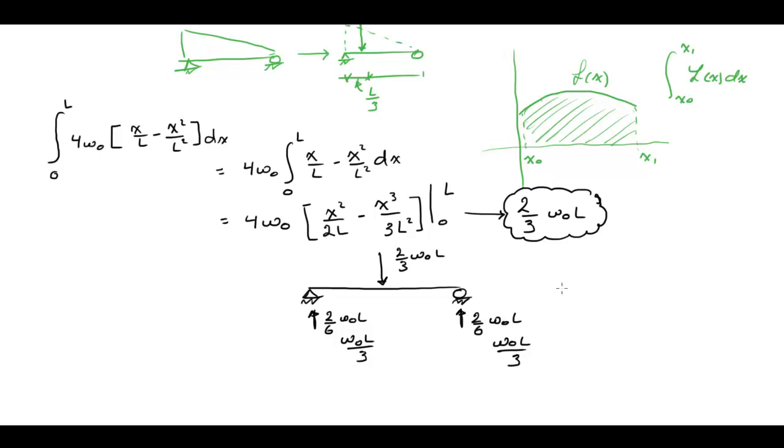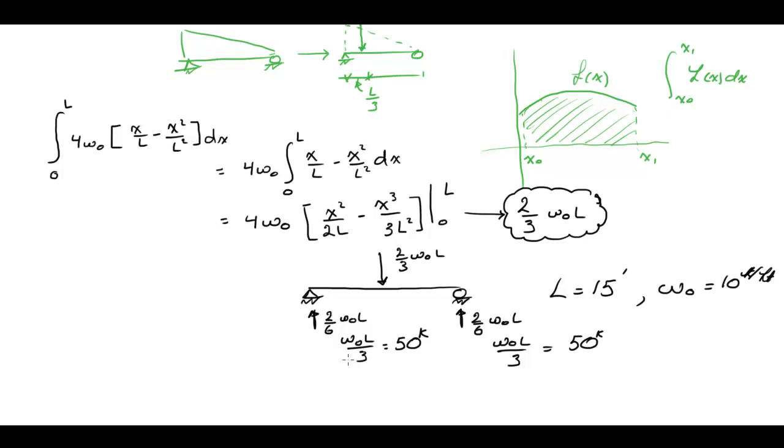And if I used L to be 15 foot and W naught to be 10 kip per foot, I will get here 50 K, and here I'll get 50 K. Okay, that's how we get the reactions.